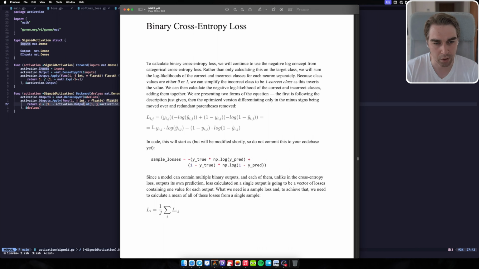So this is what we have. We have the output multiplied by the logarithm of this value, minus 1 minus the value multiplied by the logarithm. Oh no, y is the correct class. This is the logarithm of the predicted. And then again, 1 minus the correct class multiplied by the logarithm of 1 minus predicted.